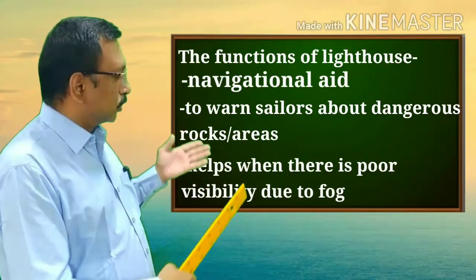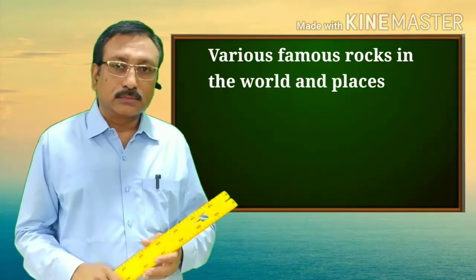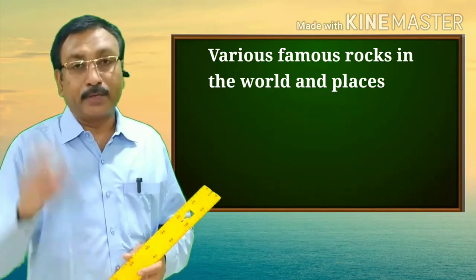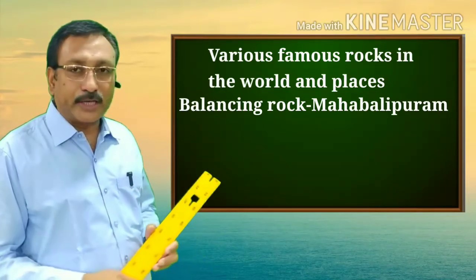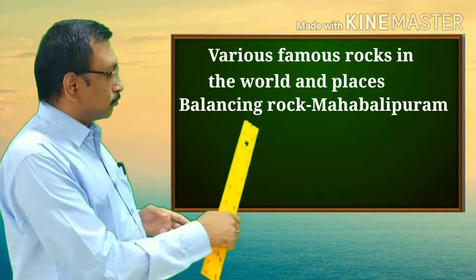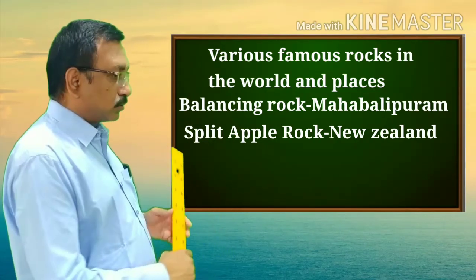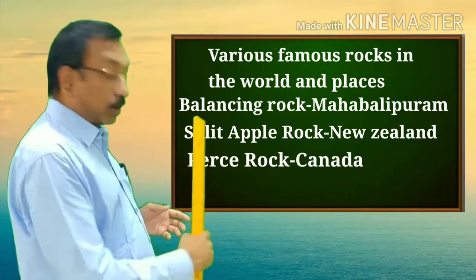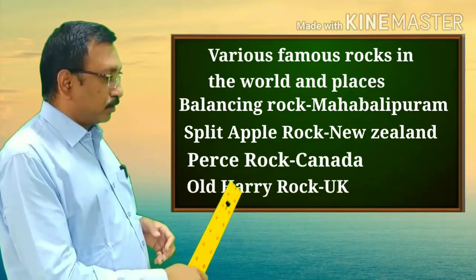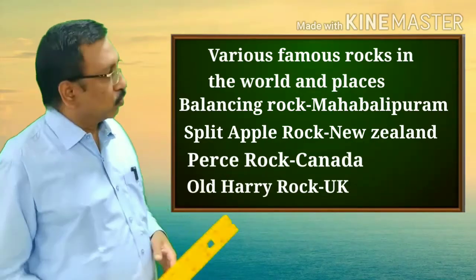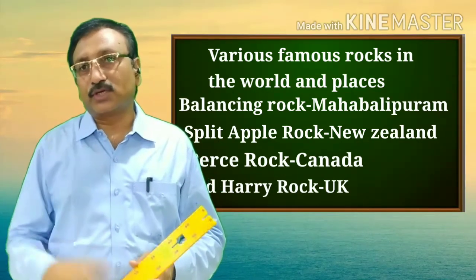Let us come to the third activity. The activity is: write down the names of the various famous rocks in the world and mention the places where they are. One example is already given in our textbook, Balancing Rock, Mahabalipuram. The second example we can give is Split Apple Rock in New Zealand. The third example we can give is Pierce Rock in Canada, and the fourth example is Old Harry Rock in the UK. So this is how we have discussed the first three activities from the section Icebreaker.